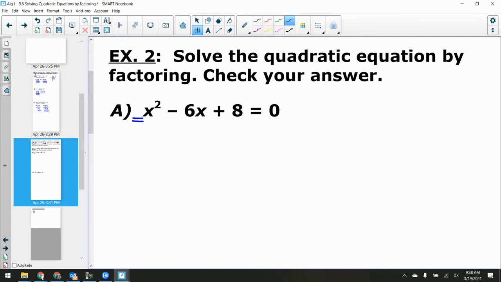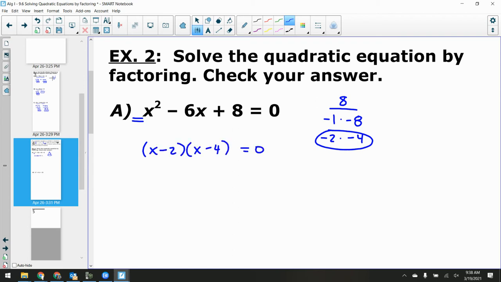Okay, so now what do I do? I find the factors of your last number that will add together to get the middle. Remember the factors of 8, and I'm going to add together to get negative 6. Now, because it's a negative 6, what does that tell me about my 2 factors? They're both negative. So I could say negative 1 times negative 8, not going to work. Negative 2 times negative 4, bingo. Negative 2 plus negative 4 ends up getting us negative 6. So now I can factor it into x minus 2, x minus 4 equals 0.